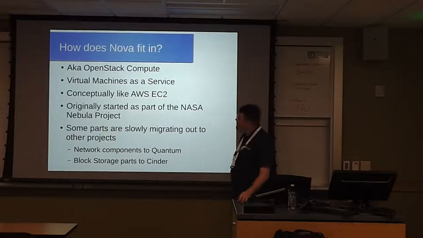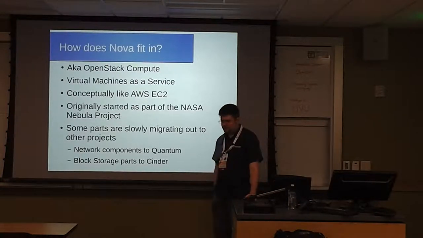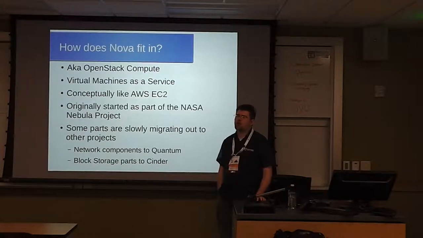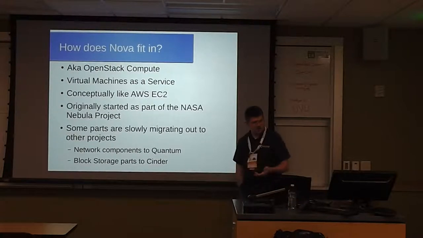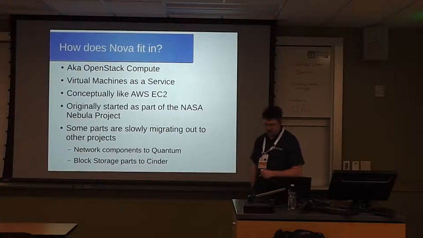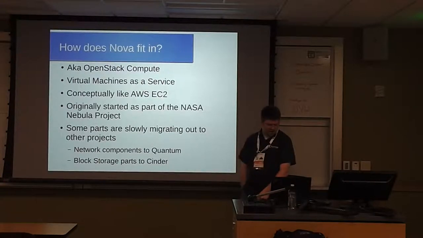So how does Nova fit in? Well, Nova is one of the software projects. Nova is the code name for OpenStack Compute. This is the virtual machines as a service software component. Conceptually, it's very much like Amazon EC2. It was started as part of the NASA Nebula project.